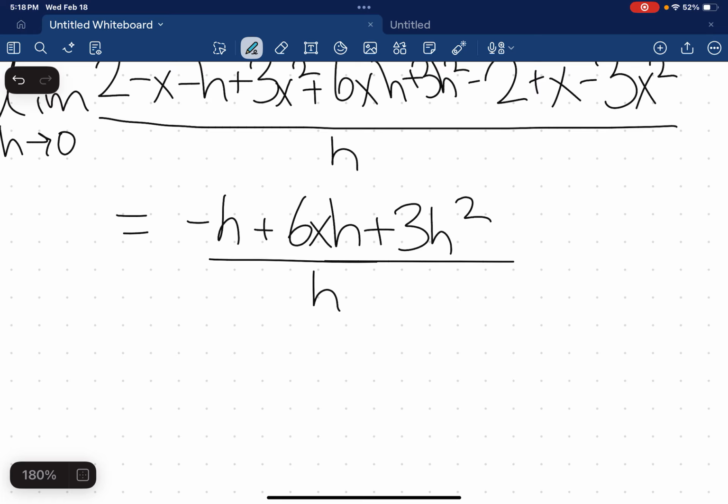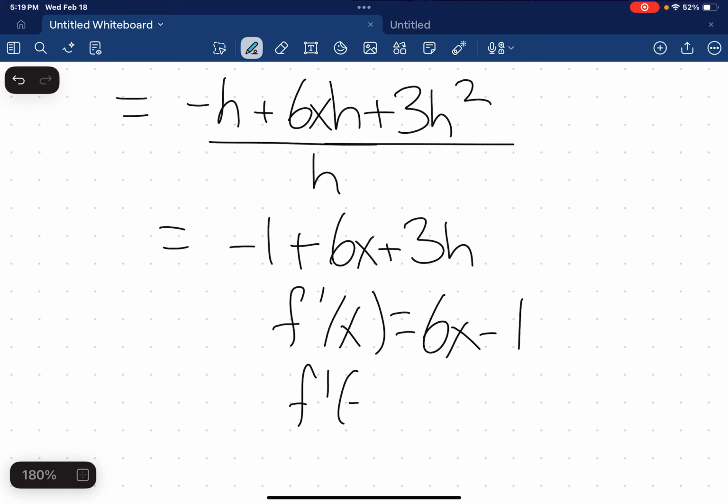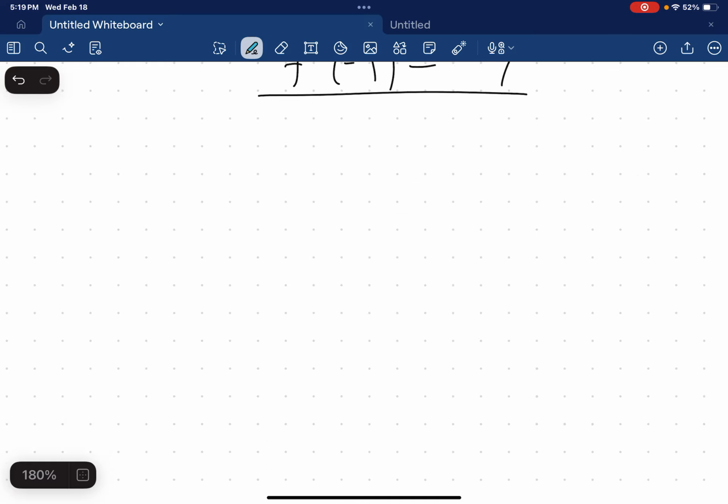And this is all as h approaches 0, but first let's divide out. H divides. We end up getting negative 1 plus 6x plus 3h. And as h approaches 0, that's going to cancel out. So that gives us f prime is equal to 6x minus 1. And it asks us to find it at negative 1, which is just going to be negative 7. That is our final answer. On to 1c.